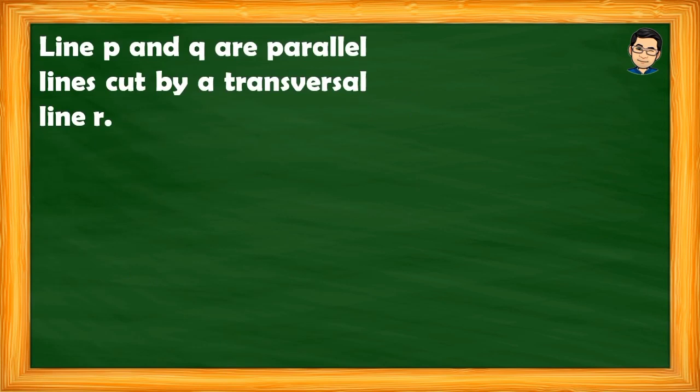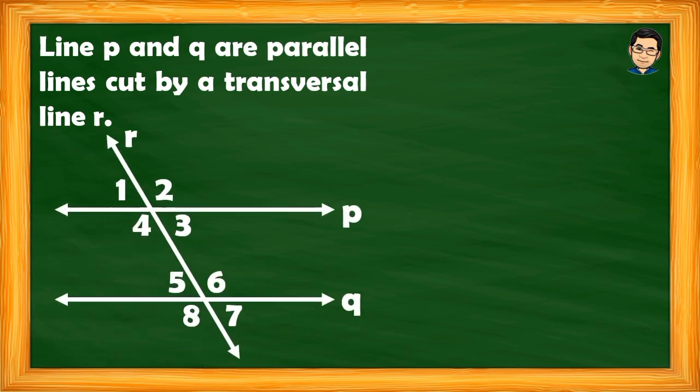So, line P and Q are parallel lines cut by a transversal line R. So, ayan. Yung parallel lines po natin, line P and line Q. And then, yung ating transversal line is line R. So, letter A, angle 1 and angle 3. So, as you can see, meron pong dalawang intersecting lines dyan. So, ang tawag po sa relationship ng angle 1 and angle 3, vertical angles.